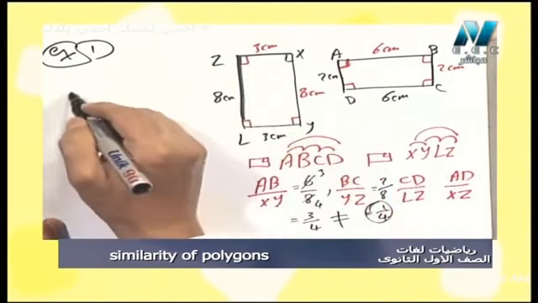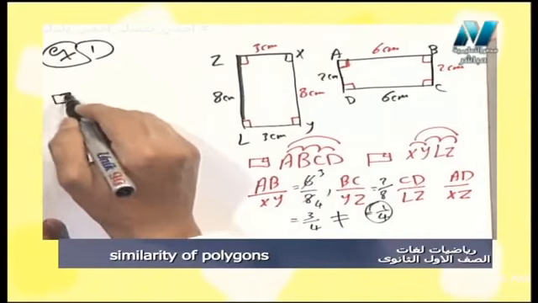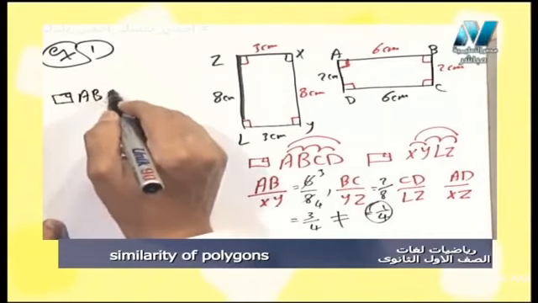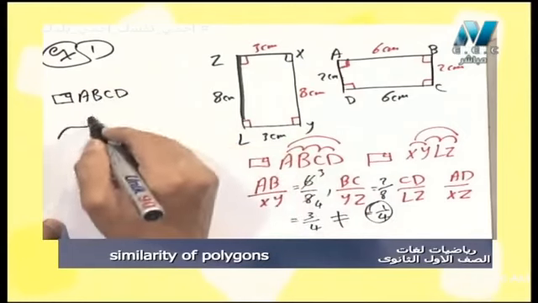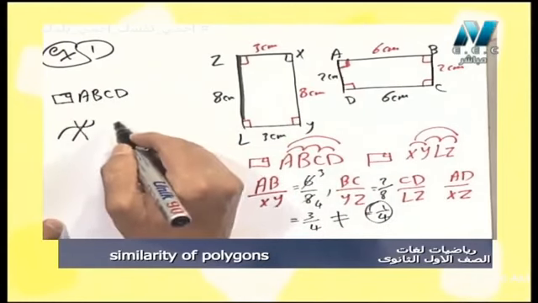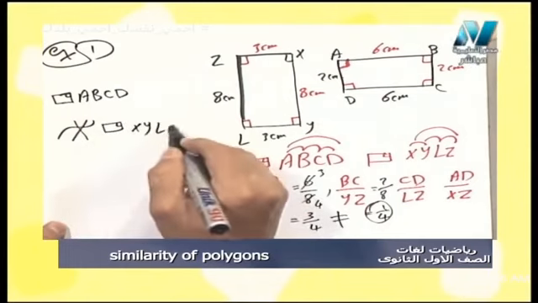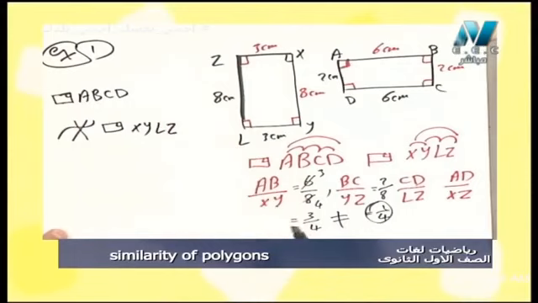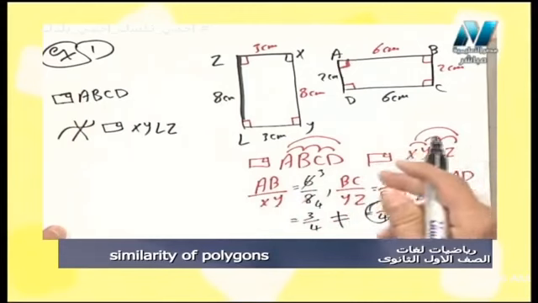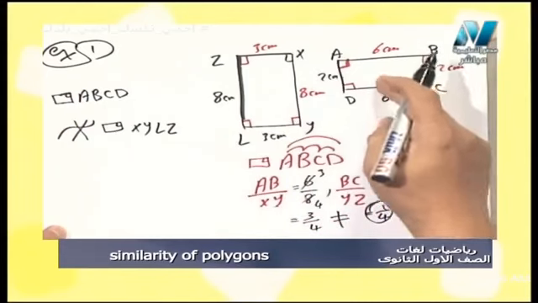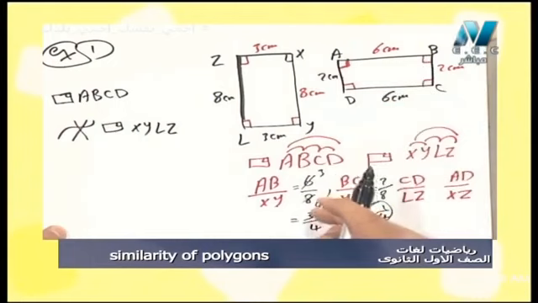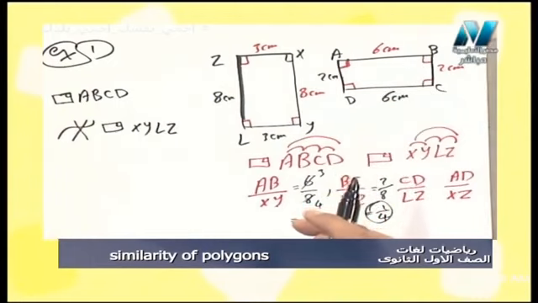So the rectangle ABCD is not similar to the rectangle XYLZ, because there must be two conditions to satisfy. We have here one condition, which is that each corresponding angles are equal in measure, but the second condition isn't satisfied. So we cannot say that the two rectangles here are similar.